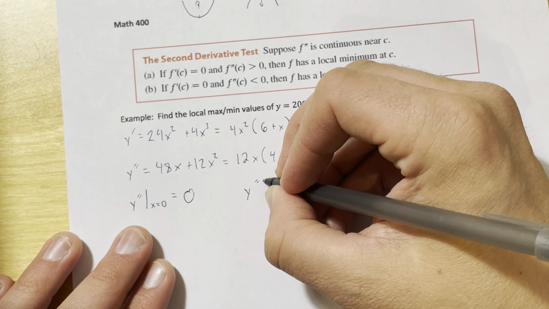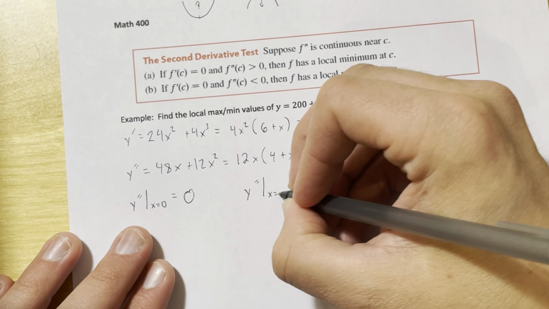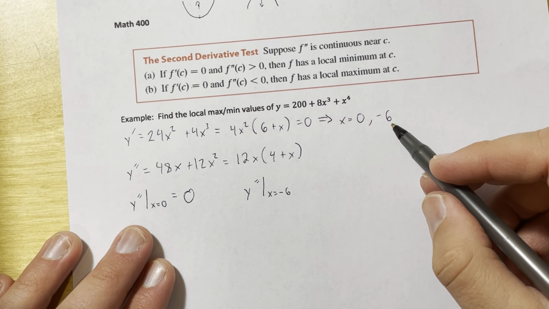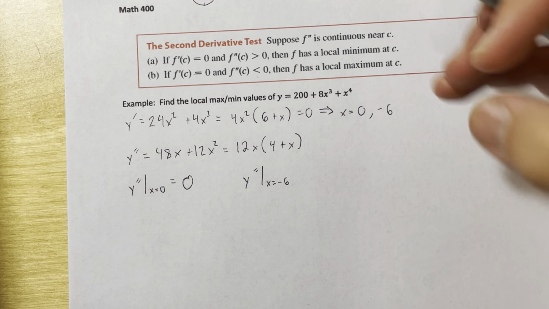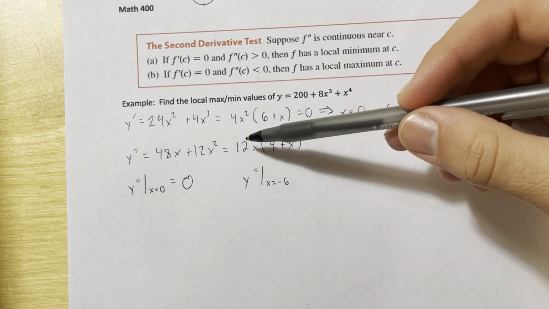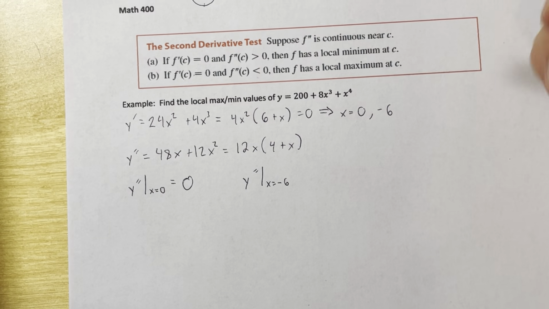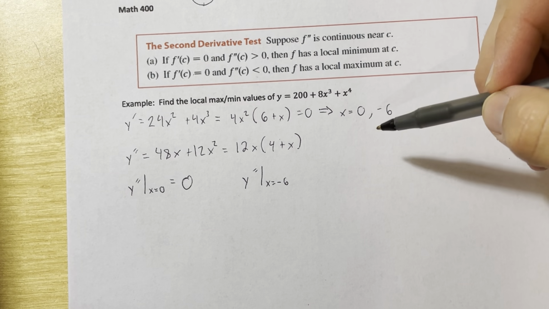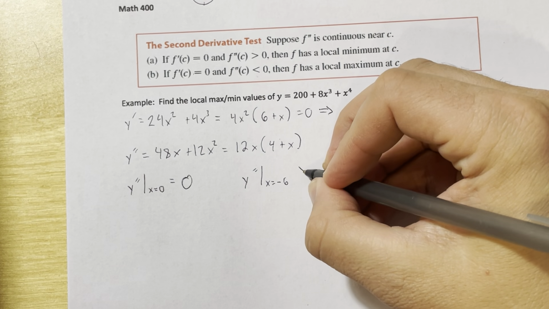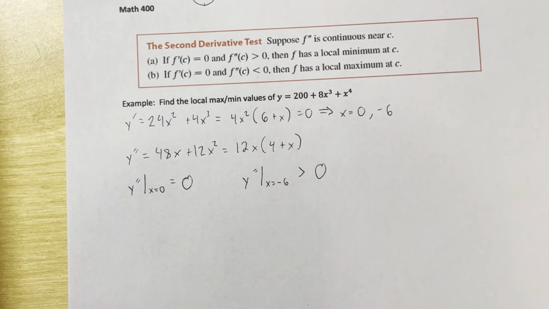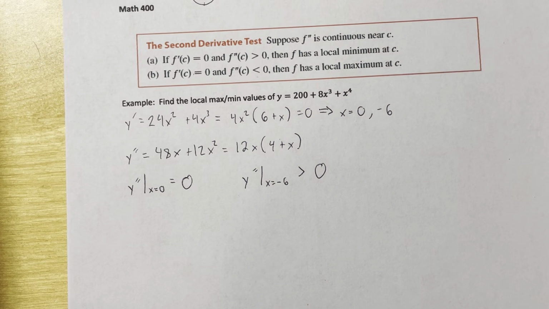Y double prime evaluated at x equals -6, my other critical number. I don't need to get an explicit answer. I can just use that positive negative logic as we've used before. So for example, 12 times -6 is a negative number. 4 plus -6 is -2, another negative number. Negative times negative is positive. So regardless of the actual value of this thing, the important thing is that it's positive.